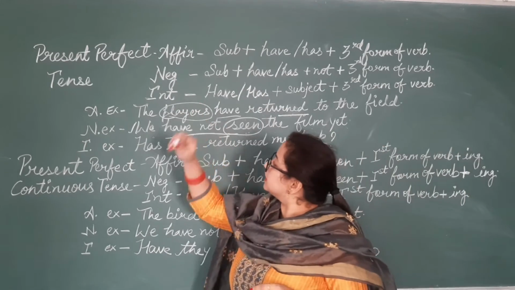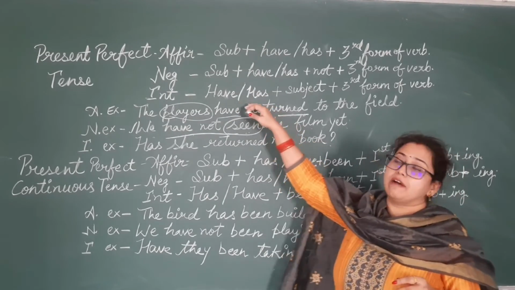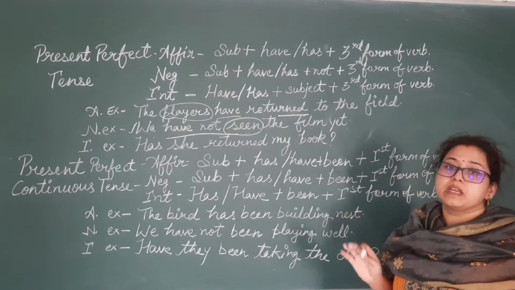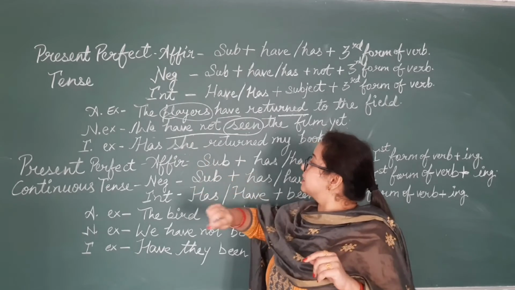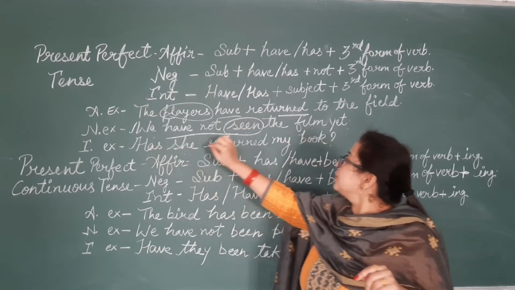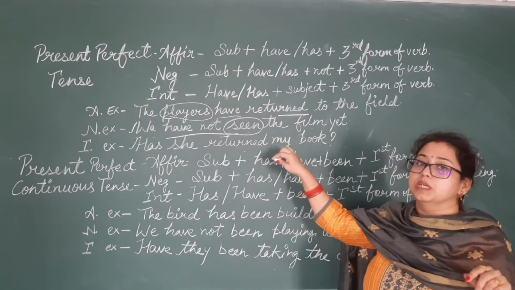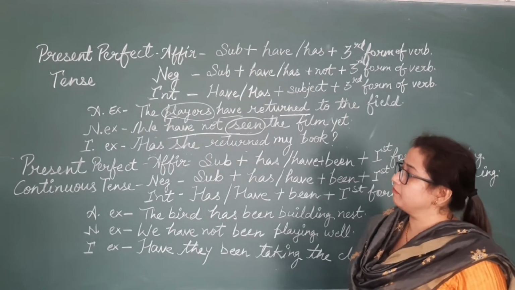Next is interrogative. In interrogative we start with has or have, plus subject, plus the third form of the verb. She is a singular person. So with singular we have put has. Has she returned my book? Returned is the third form of the verb. So this is your present perfect tense.